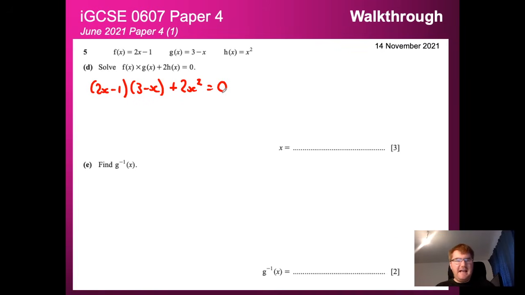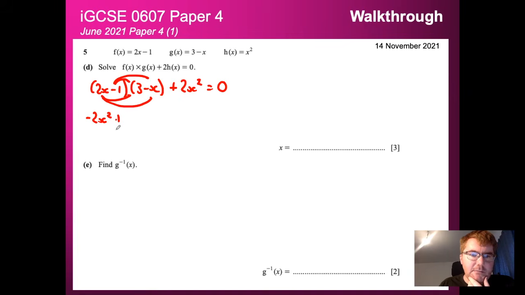So essentially this is a quadratic question, sort of wrapped up in function notation. At this point we need to expand the bracket using FOIL: first, outside, inside, last. So 2x times minus x is minus 2x squared. Then the first term here, 2x times 3 is 6x, minus 1 times 3 is minus 3, and then minus 1 times minus x is positive x. Don't forget our 2x squared over here, and that's equal to 0.